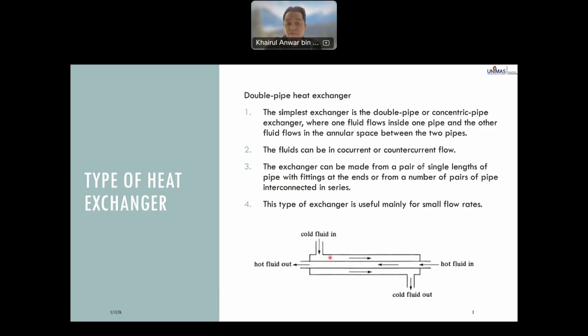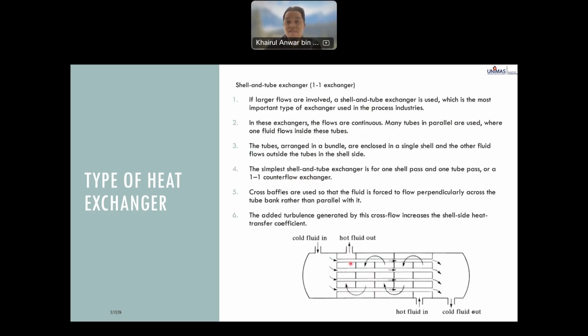So if the cold fluid is in, then the hot fluid flows countercurrent to the cold fluid. If larger flows are involved, we will use a shell and tube exchanger, which is the most important type of exchanger used in the process industry. In this exchanger, the flows are continuous.